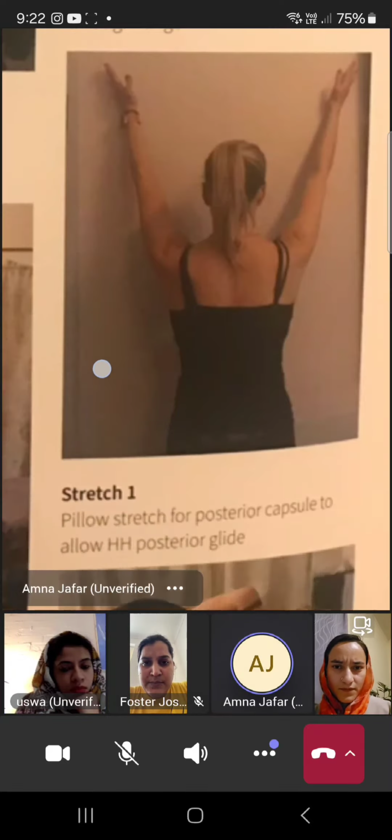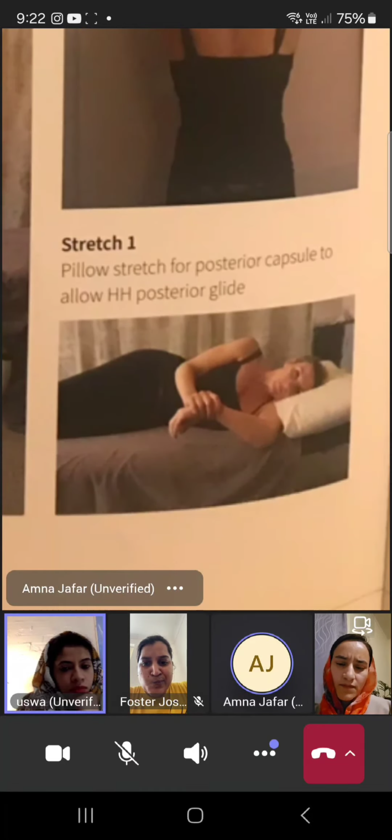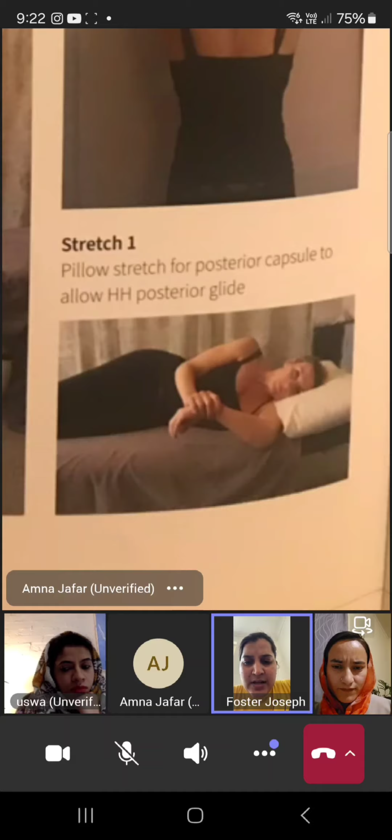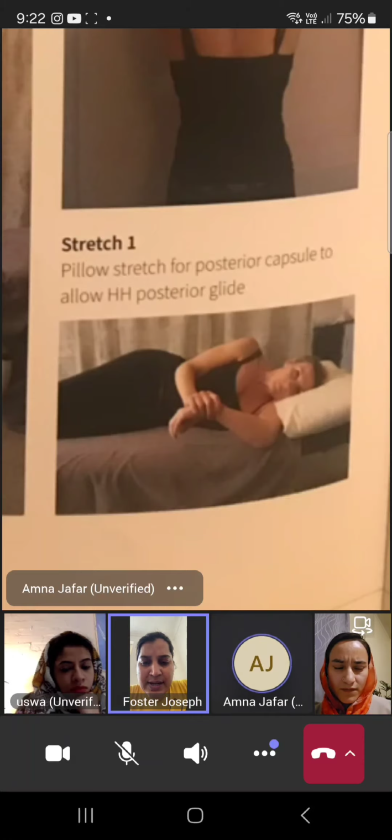Stretch 1, pillow for posterior capsule to allow humeral head posterior glide. So you can see how you can mobilize the shoulder joint. I'm trying to envision how this movement will help. I'm a bit confused in this stretch 1, how it will allow posterior glide.